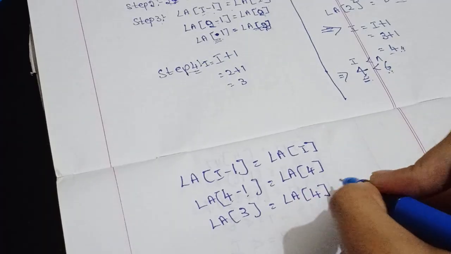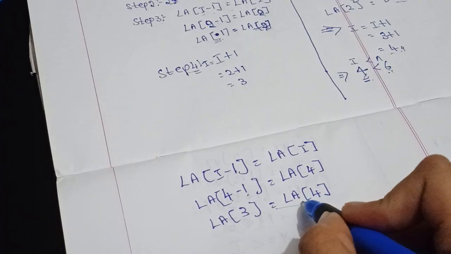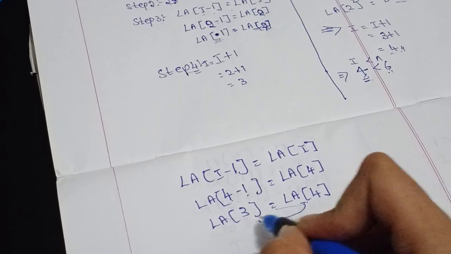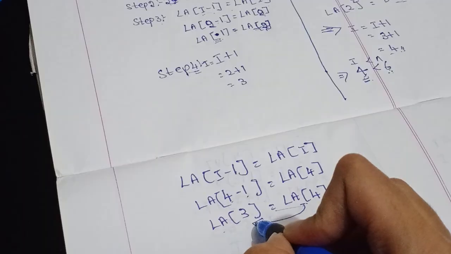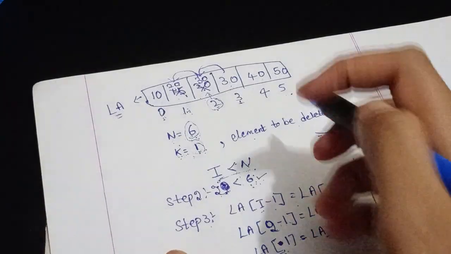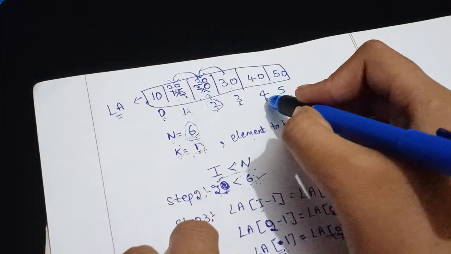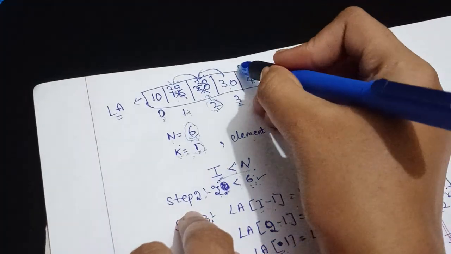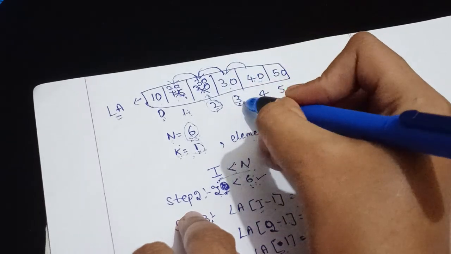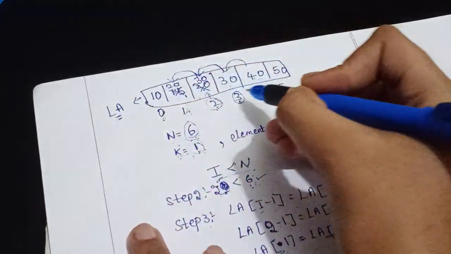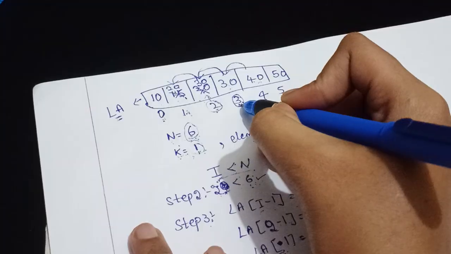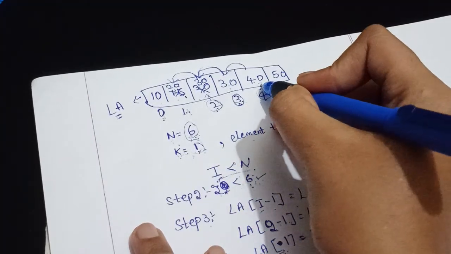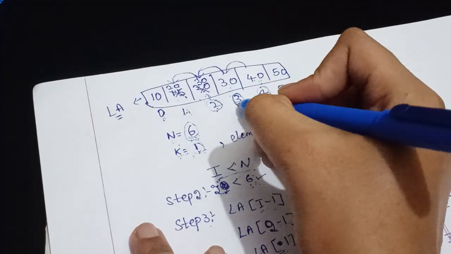This means you need to copy the LA4 element to the LA3 position. So what is the LA4 element? We have here 40. This 40 needs to be copied to the position of LA3. LA is nothing but the array name. The position they have mentioned for the array is third. So they said the element at position 4, that is 40, needs to be copied to the third position.